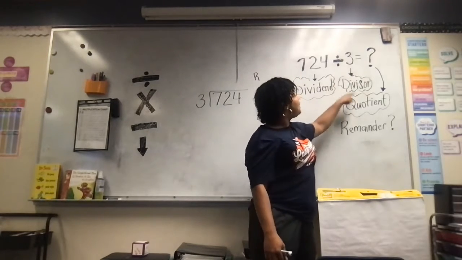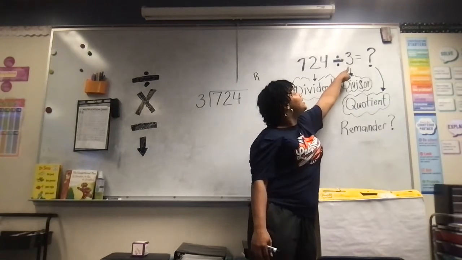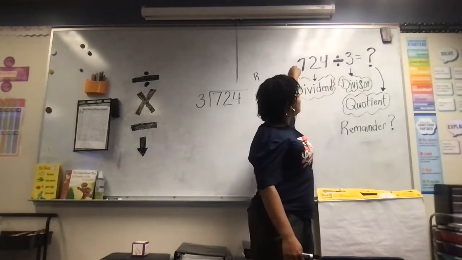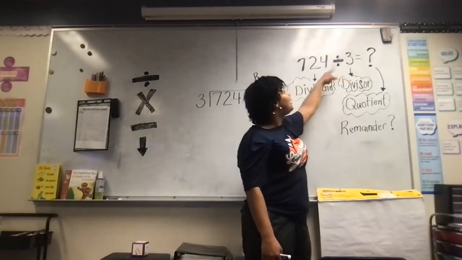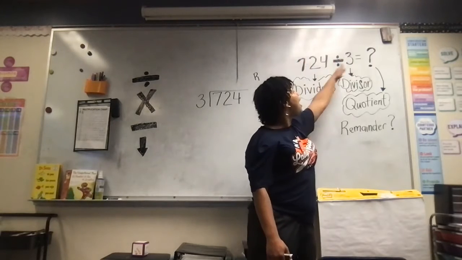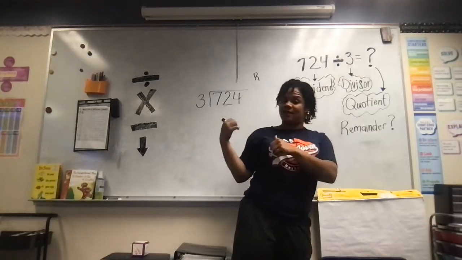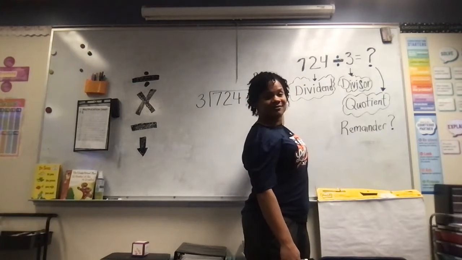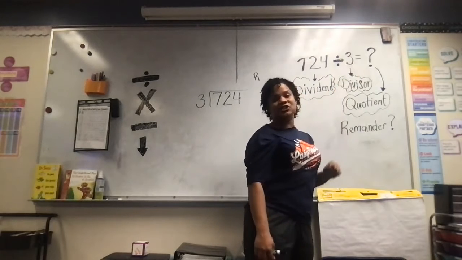Divided by, and then we have 3 here, our divisor. We're going to see how many times 3 goes into 724. The divisor is the number we divide into groups. So we have 3 groups and 724 items, and we're going to see how many items will go in each group. It's a big number, so we won't make groups; we're going to solve it like this. Dividend, divisor.